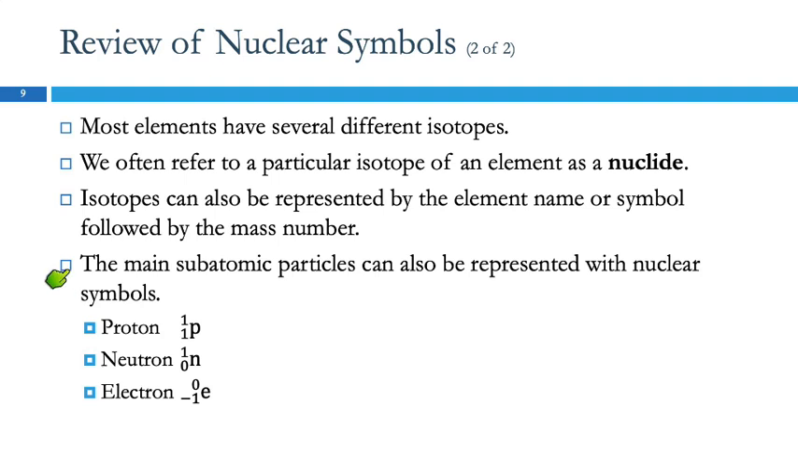The main subatomic particles can also be represented with nuclear symbols. So here, the proton, p, the mass number is 1 because there's 1 proton in a proton. And the atomic number is 1 because there's 1 proton in 1 proton, right? And this is a lowercase p because it's not phosphorus. A neutron, lowercase n, mass number of 1, atomic number 0. An electron, e, mass number 0, number of protons, -1. We'll see why it's -1 in a little bit.